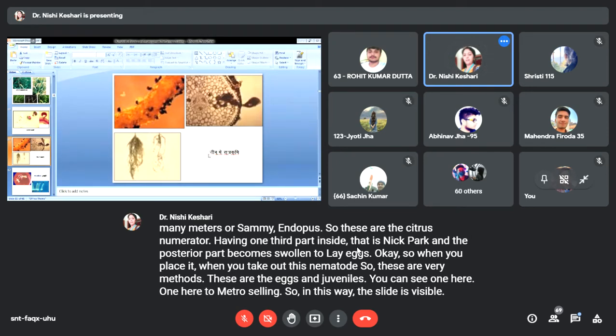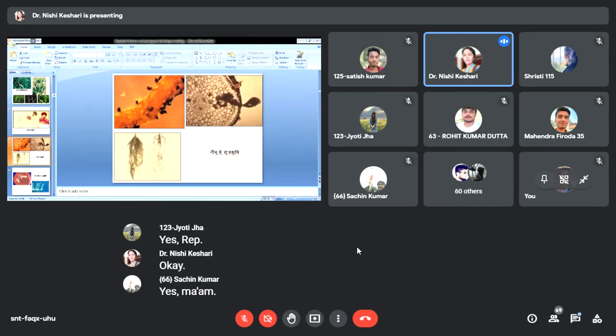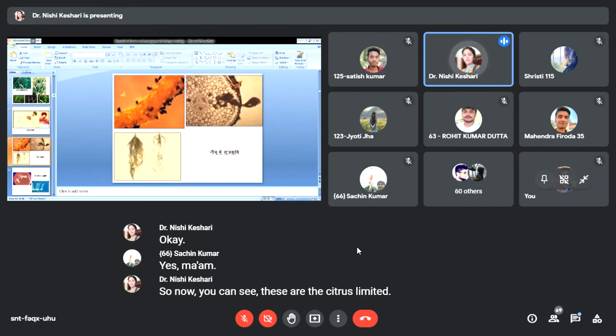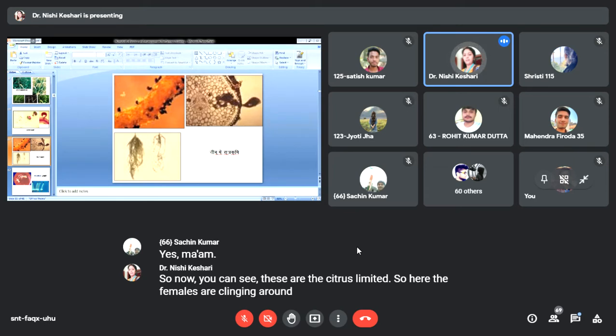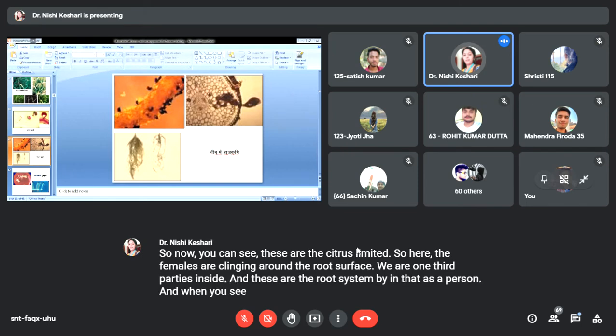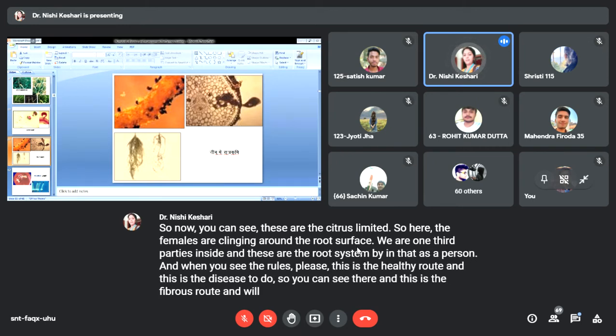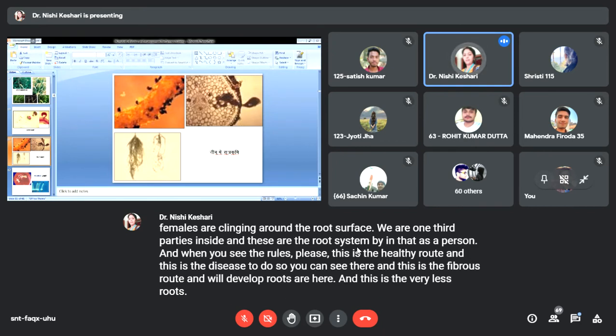Hello. Yes, ma'am. Yes, sir. So now you can see these are the citrus nematode. So here the females are clinging around the root surface. Their one third part is inside, and these are the roots stained with acid fuchsin stain. And when you see the roots, this is the healthy root and this is the diseased root. You can see this is the fibrous root and well developed roots are here, and this is the less roots which are diseased one.